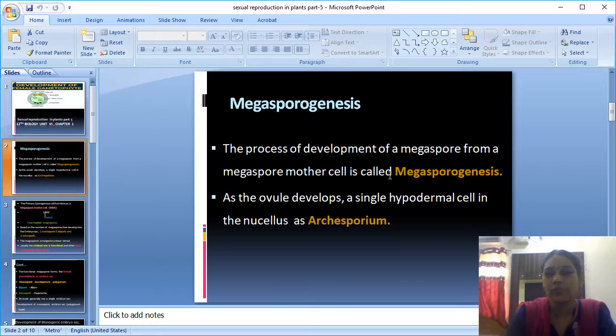Likewise, megasporogenesis is the process of development of the megaspore from a megaspore mother cell. The process in which the megaspore is formed from the megaspore mother cell is called megasporogenesis.